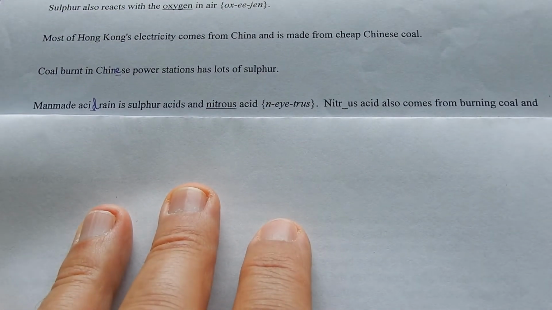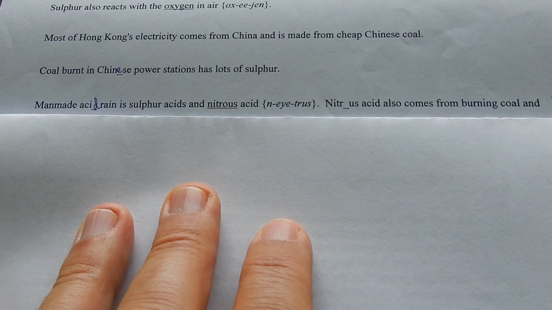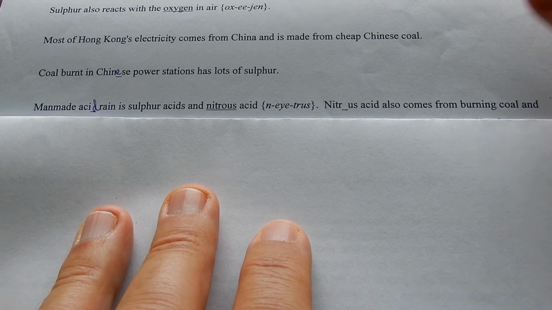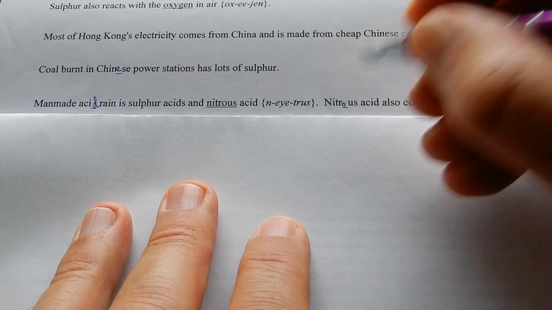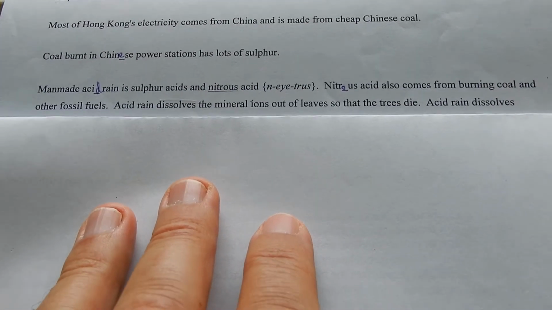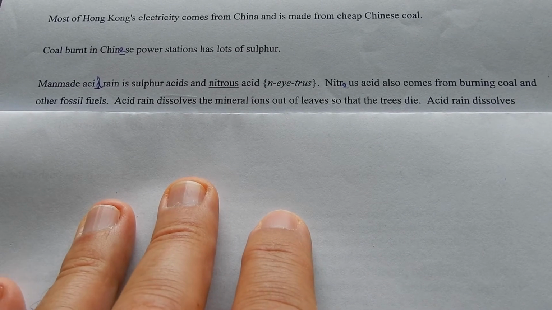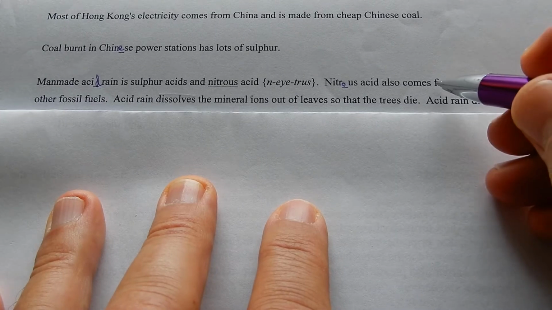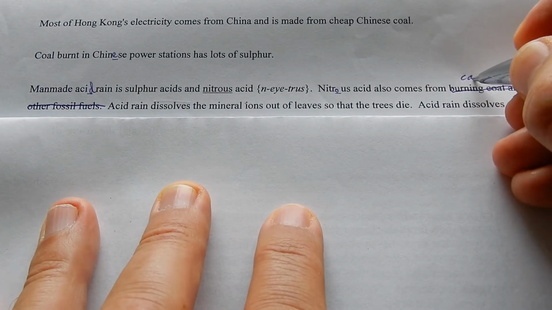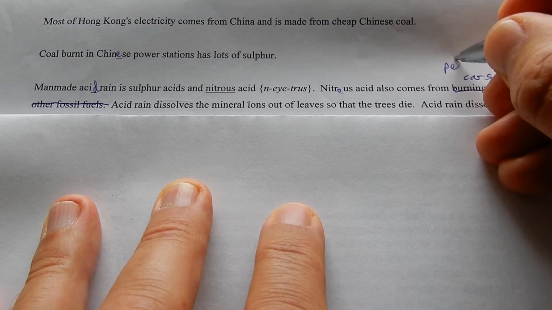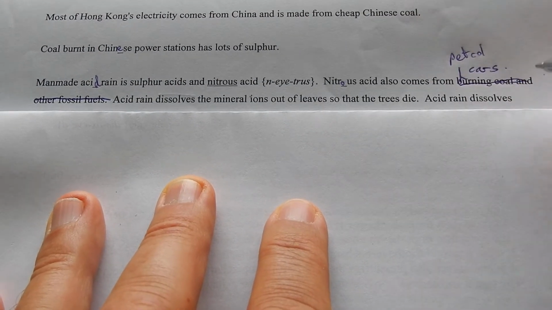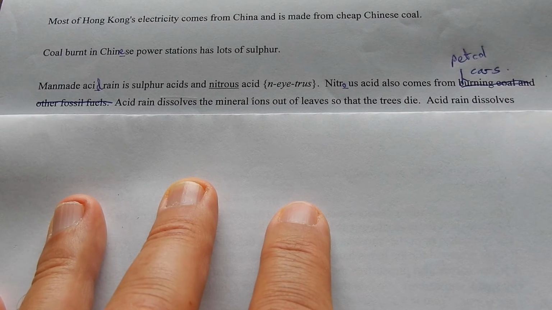Man-made acid rain is sulfur acids and nitrous acid. Nitrous acid also comes from burning coal and other fossil fuels. Nitrous acid also comes from petrol cars and diesel cars.